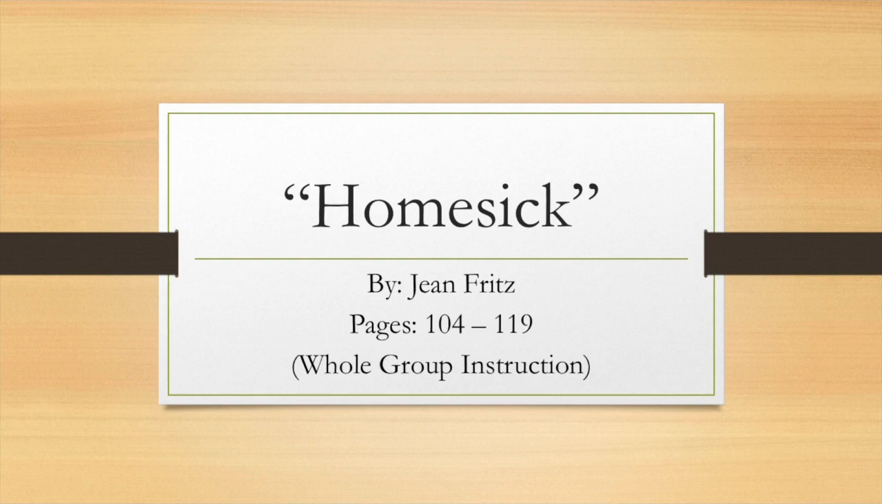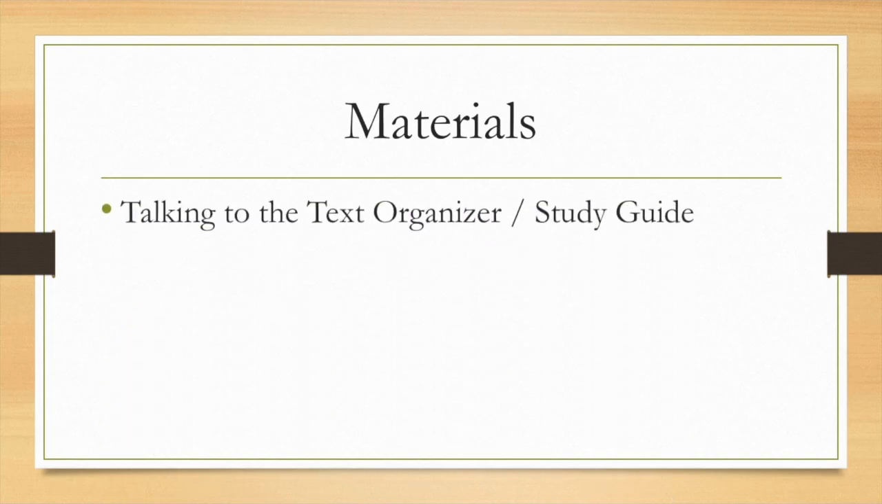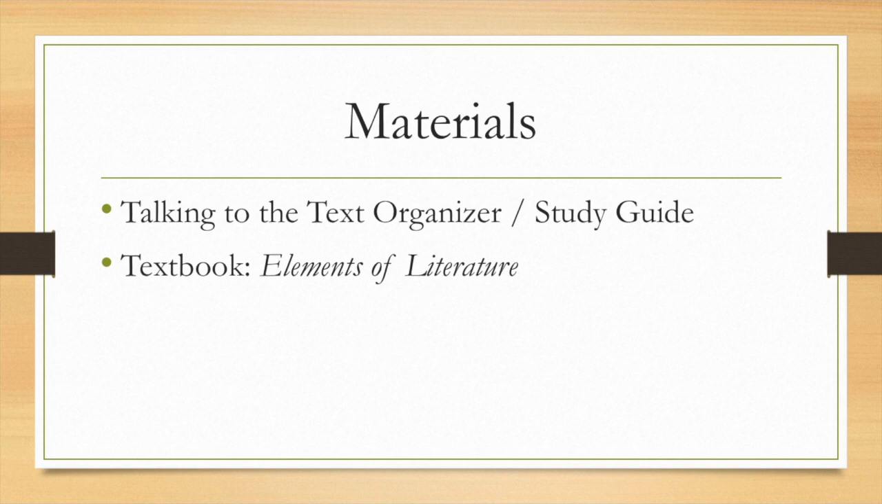This reading selection will be our whole group instruction. You will need the following materials to complete this flipped lesson. You will need your Talking to the Text organizer or study guide, which you should have been given during school. You will need your textbook, Elements of Literature, and you will also need your journal.